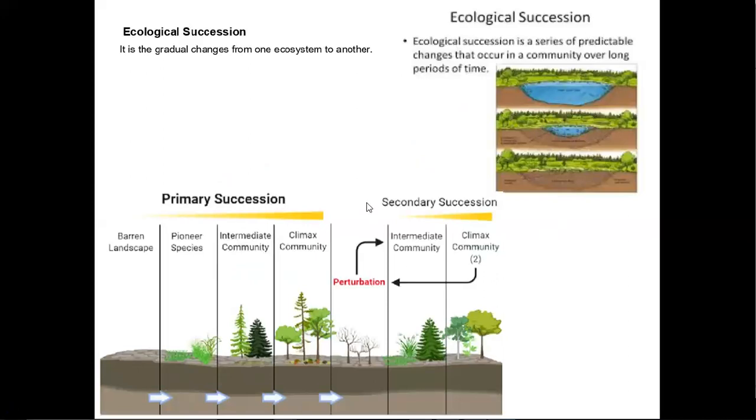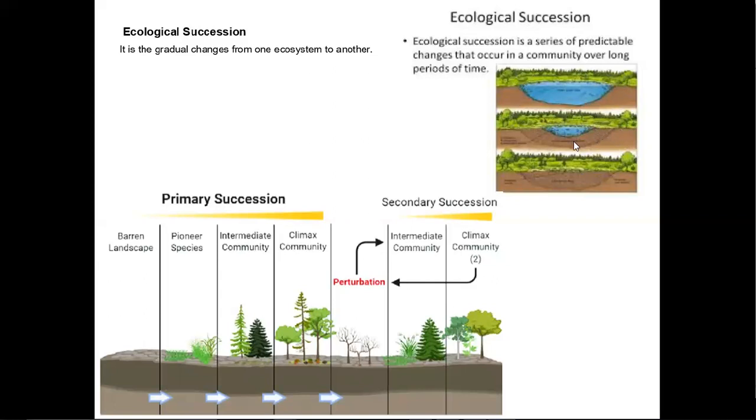Now, another important point in ecology is ecological succession. What is succession? Succession means changes, gradual changes. Gradual changes in an ecosystem are known as ecological succession. How do gradual changes happen from one ecosystem to another ecosystem? You can see here in these photos. The first one is a pond.